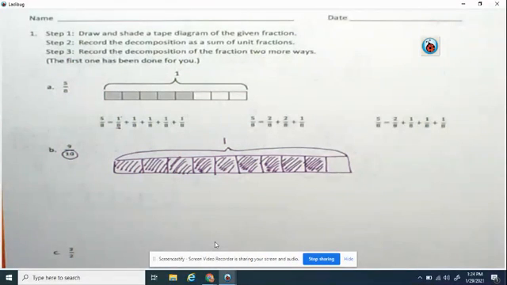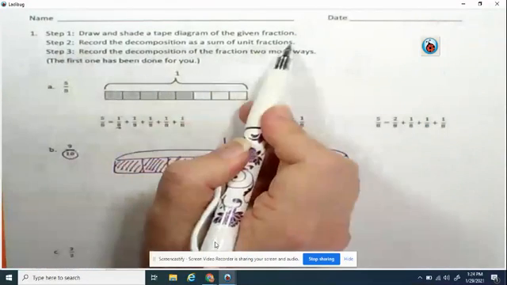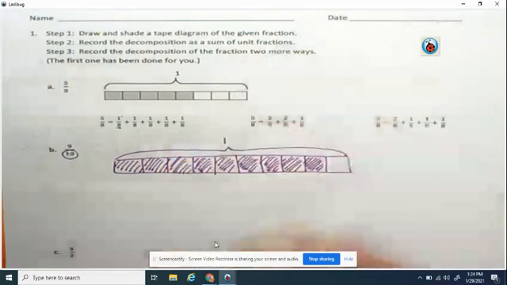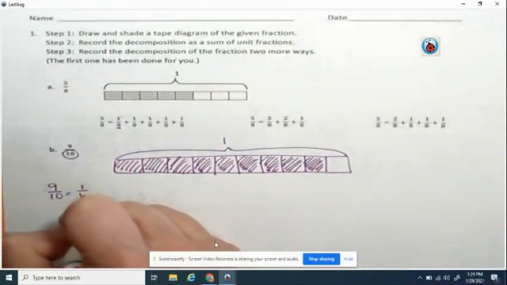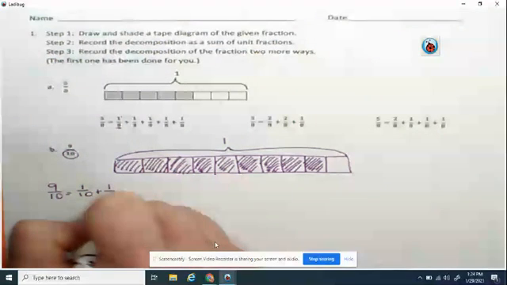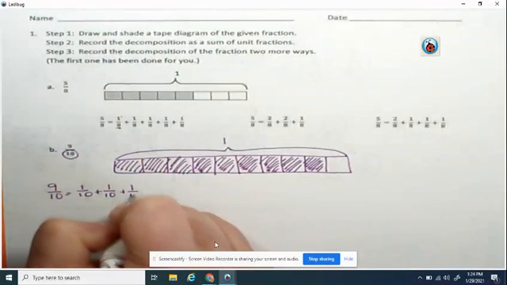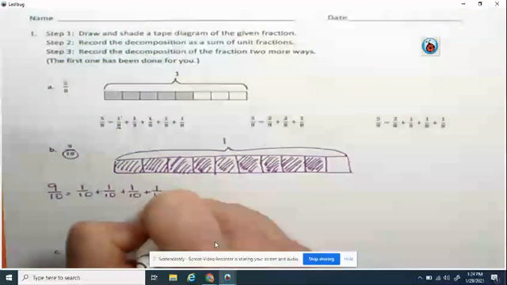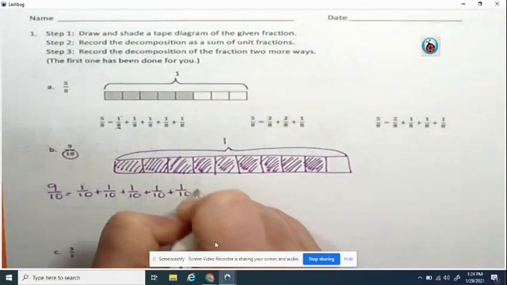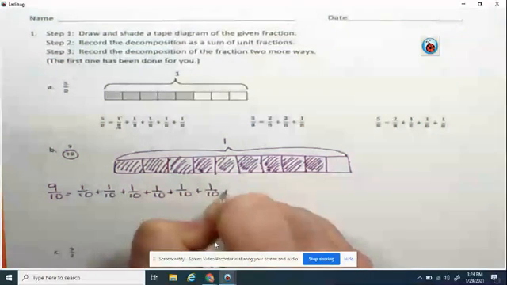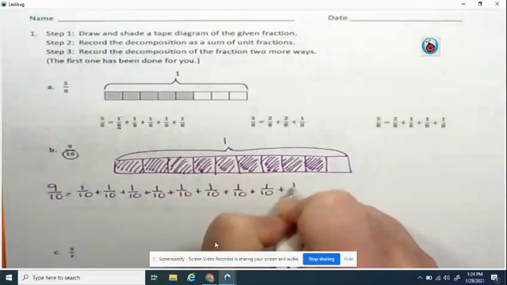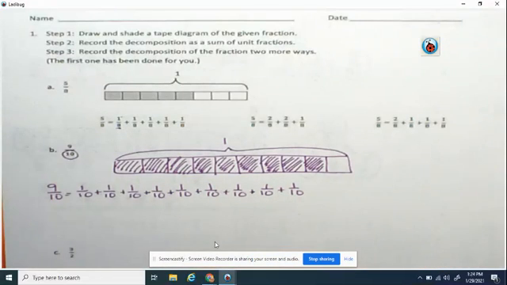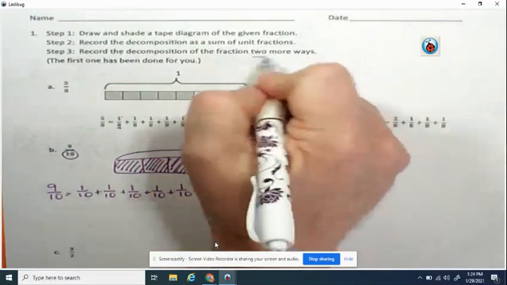Okay, and it says first, for step 2, record it as a sum of unit fractions. So first we're going to do 9/10 is equal to 1/10. There's one unit fraction. 1/10, that's 2. 1/10, that's 3. 1/10, that's 4. 1/10, that's 5. 1/10, that's 6. 1/10, that's 7. 1/10, that's 8. 1/10, that's 9. Okay, so we have a total of 9/10. Now it says do it 2 more ways.